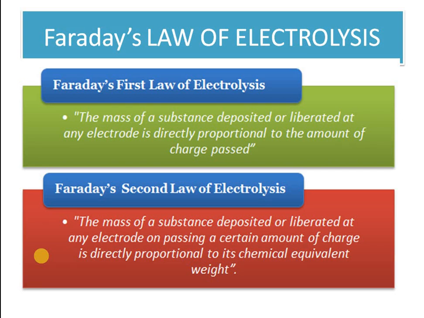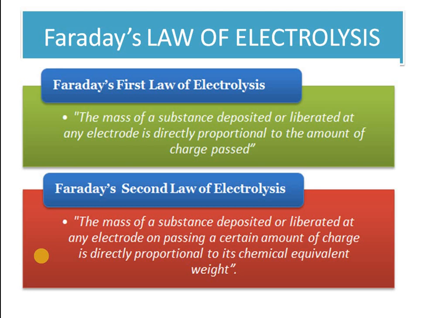Then it is okay. Next is Faraday's second law of electrolysis. This law is applicable when you are comparing two cells, and mostly these cells are in series. The mass of substance deposited or liberated at an electrode on passing a certain amount of charge, meaning Q is fixed, it means I into T is fixed, or I1 T1 is equal to I2 T2, is directly proportional to its chemical equivalent. We will discuss more about chemical equivalent and how to do the numericals.